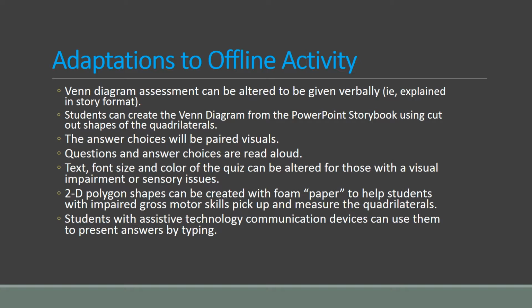Adaptations to the offline activities. The Venn diagram assessment can be altered to be given verbally. For example, the student can explain it in the PowerPoint storybook format. Students can also create the Venn diagram from the PowerPoint storybook using cutout shapes of the quadrilaterals in the story.